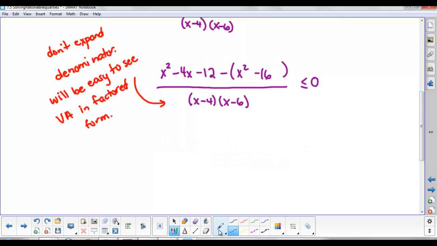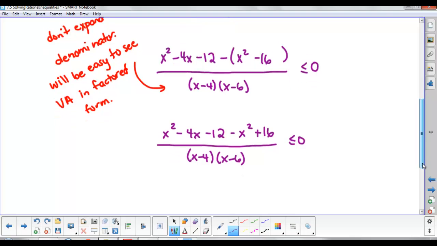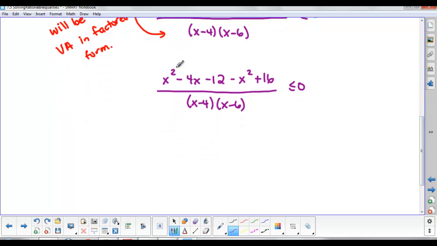Okay, so at this point we'll expand and distribute that negative. So we have x squared minus 4x minus 12, and then minus this x squared but plus 16. And then we will clean this up a little bit, so the x squareds actually cancel each other out. All we're left with is negative 4x, and then plus 4 up top, and then again our denominator stays as is.